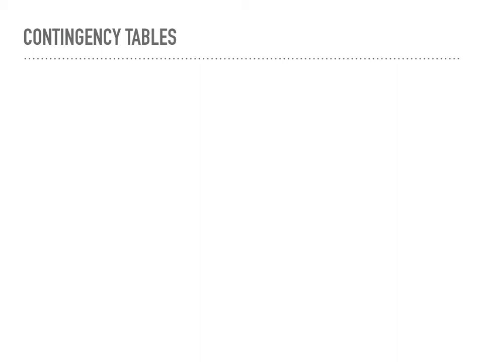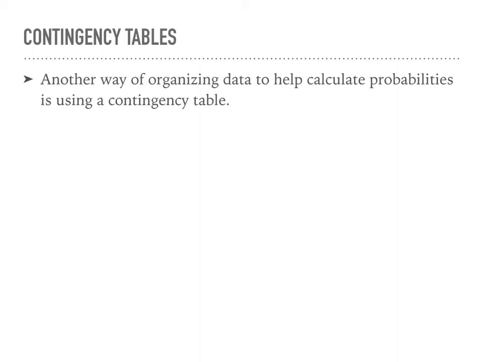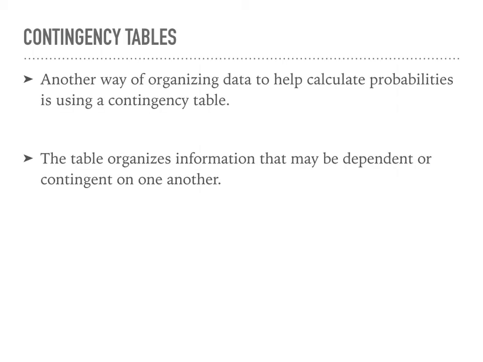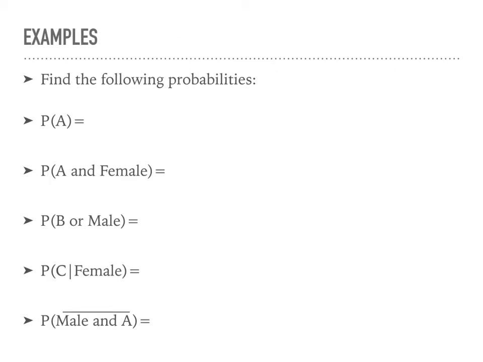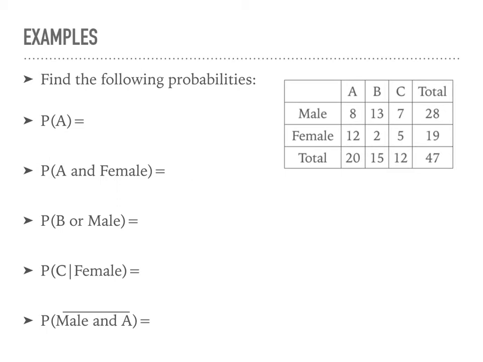Another way that we can organize our data is using a contingency table. The table organizes information that may be dependent or contingent on one another. Again, the best way to discuss contingency tables is to look at examples. So let's look at a few examples. We're going to find the following probabilities based on this contingency table.